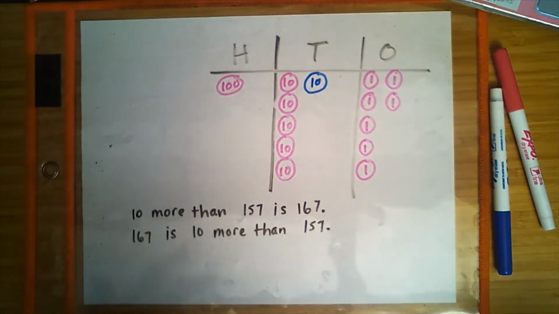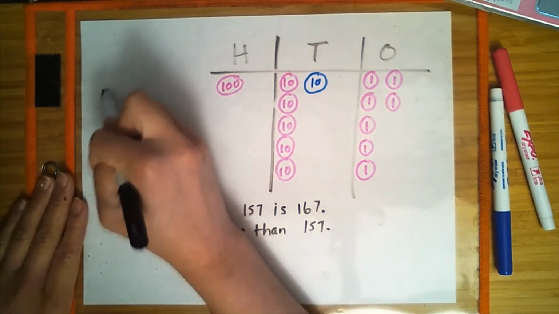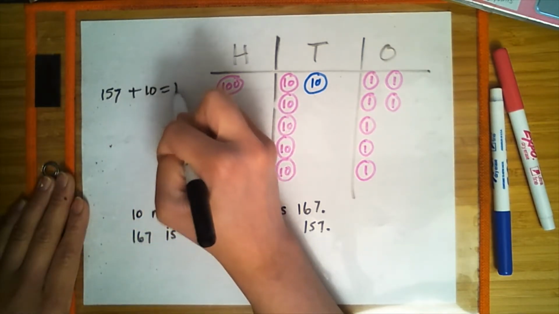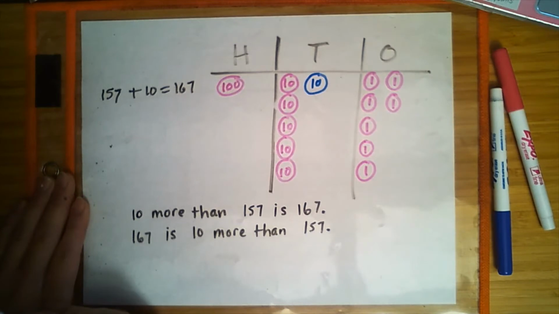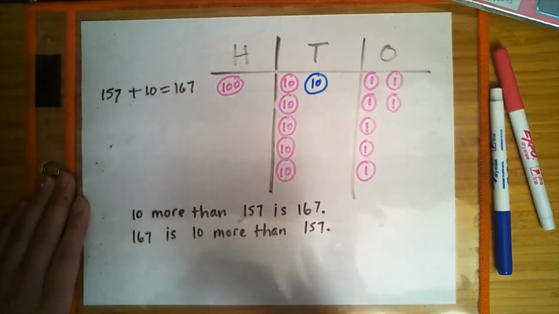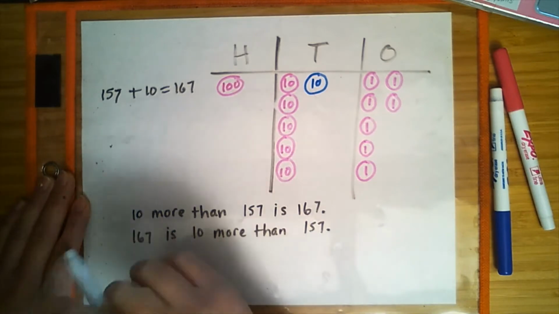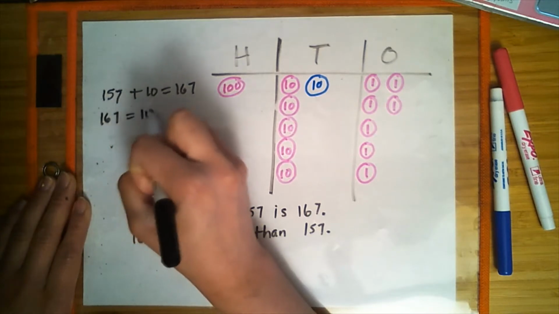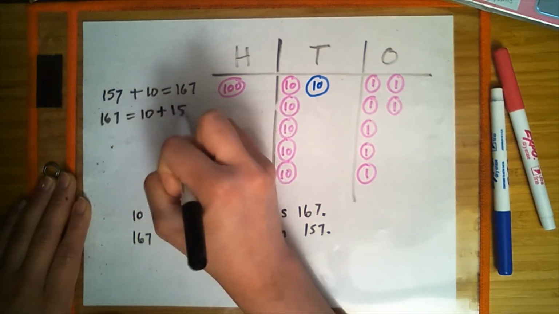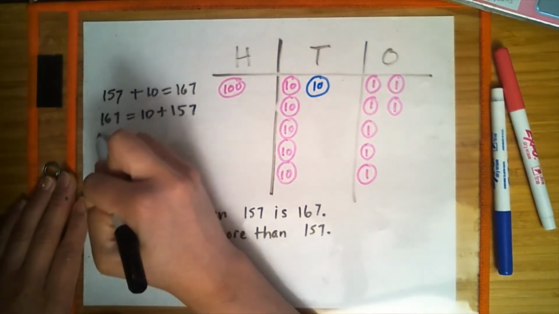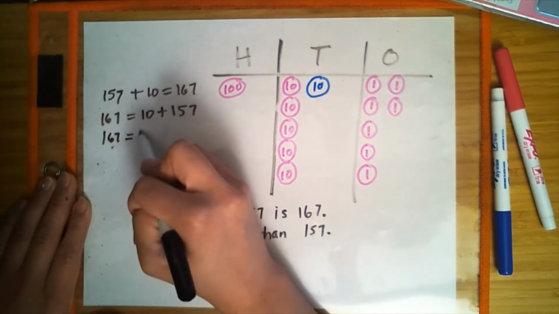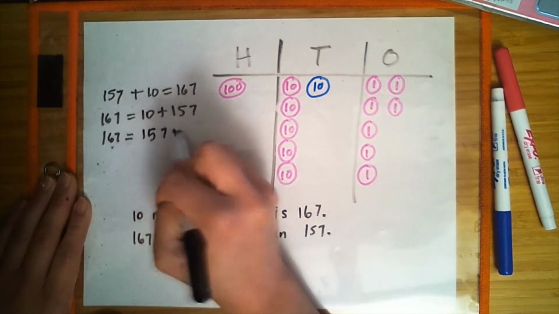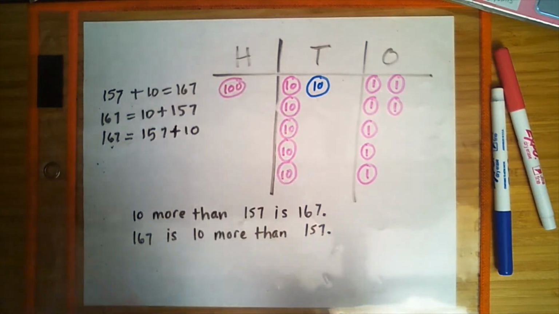Now, let's write an addition sentence starting with 157. 157 plus 10 equals 167. Starting with 167 now, we're going to write another addition number sentence. 167 equals 10 plus 157, using the commutative property. 167 is equal to 157 plus 10. Just like that.